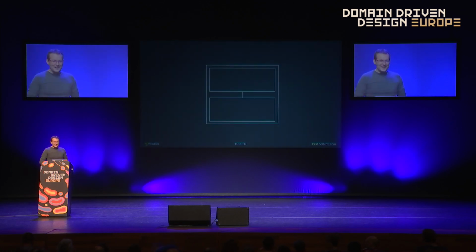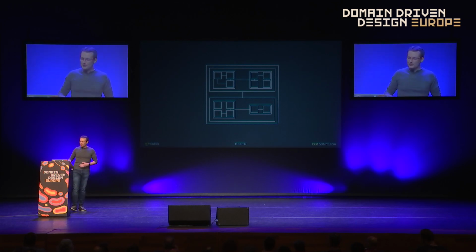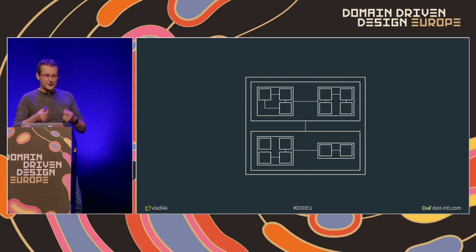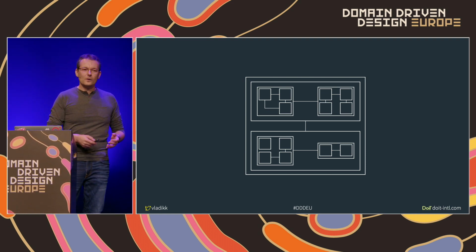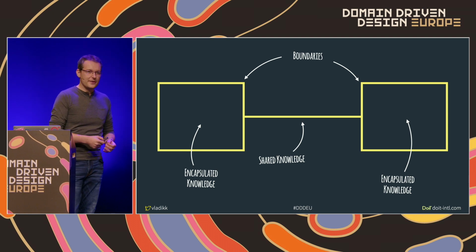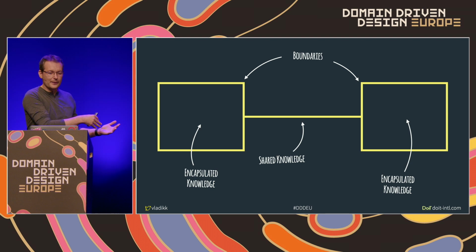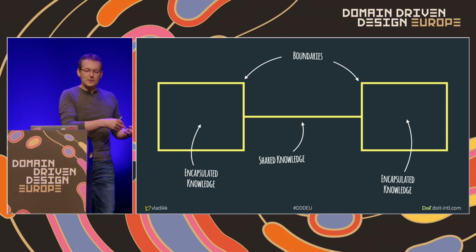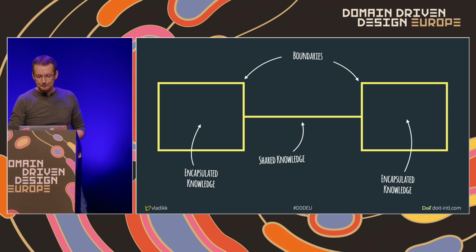Knowledge. So when we build software, we design elements such as bounded contexts, services, components, modules, classes, or individual methods. And what's common to all of them is that they all have a boundary that encapsulates some of the knowledge inside of that component and lets some of the knowledge flow across the boundary through the public interfaces.